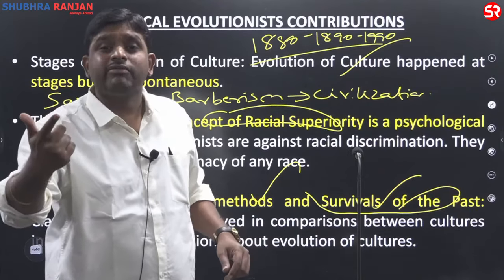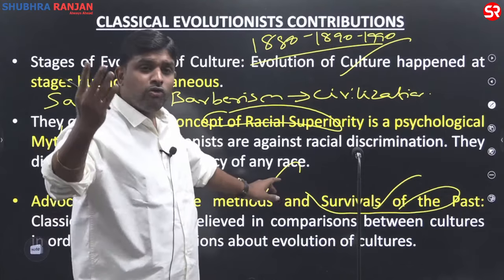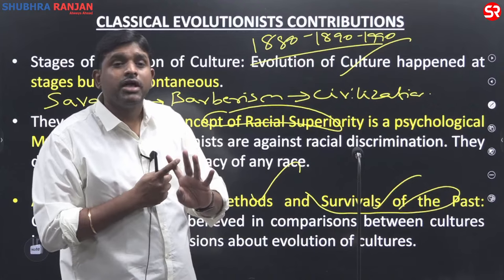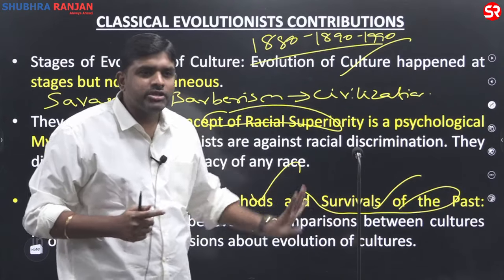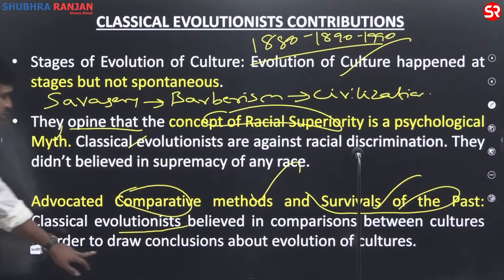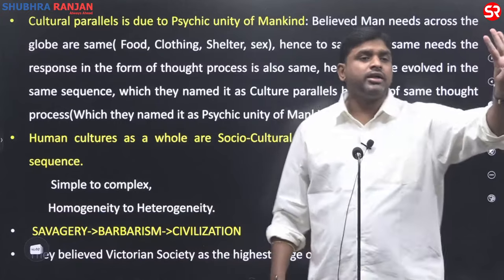It does not provide any net benefit, but still it is present today. That is called survivals of the past. So the fourth contribution is what? There is something called culture survivals, which is also called survivals of the past. Classical evolution believes in comparison between cultures in order to draw conclusions about the evolution of culture. So we have understood four contributions.